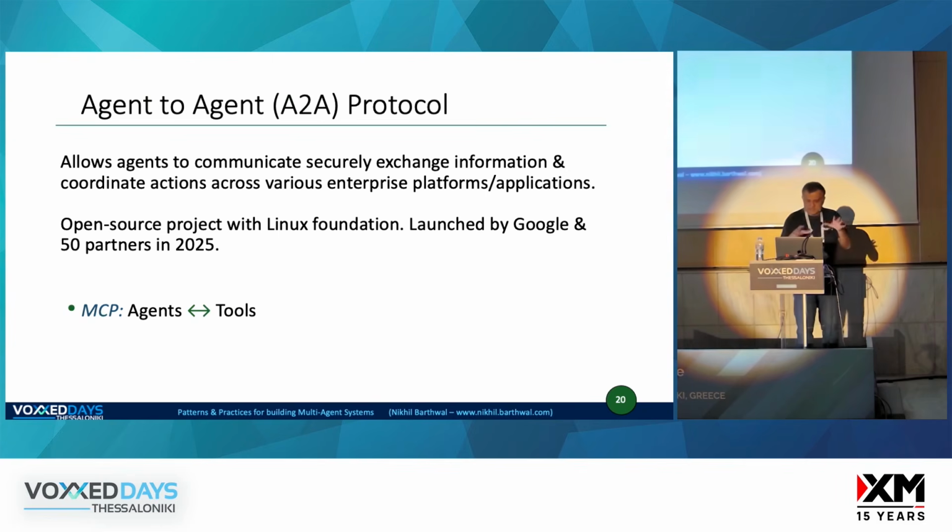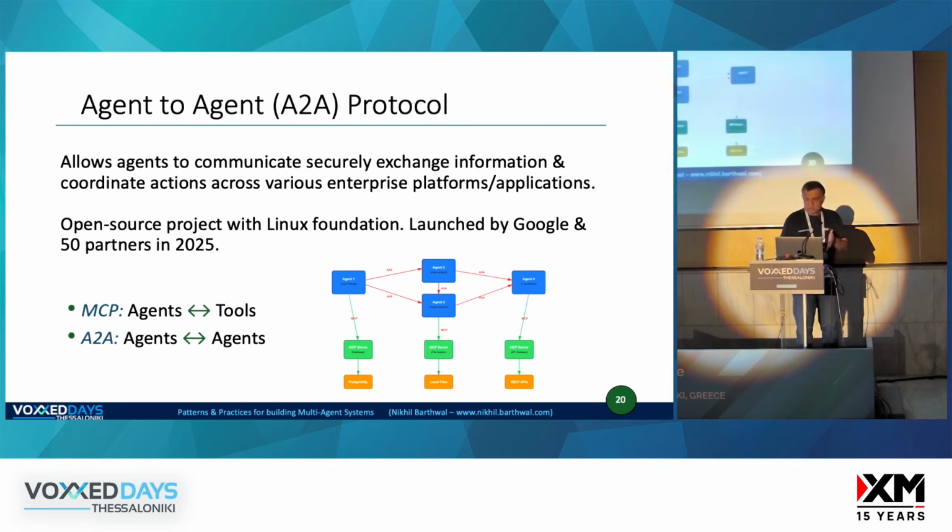So as I said, MCP is agent to tool, and A2A is agent to agent. Okay. So now I have this nice diagram. Is it visible? A little bit blurry. That's fine. But essentially, we have these agents, and agents talk to each other using A2A, and then they talk to the tools using MCP.